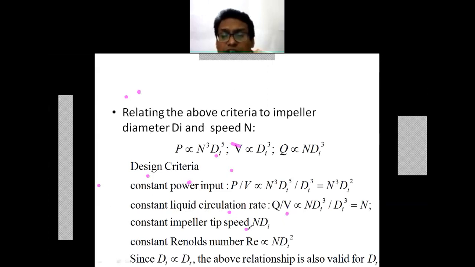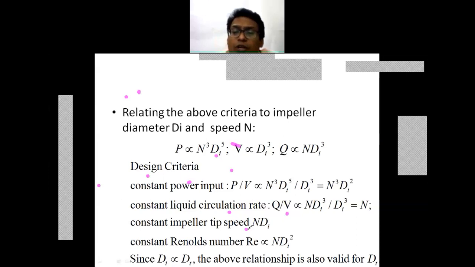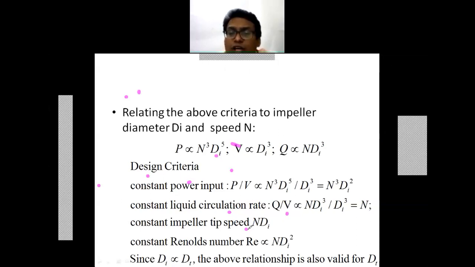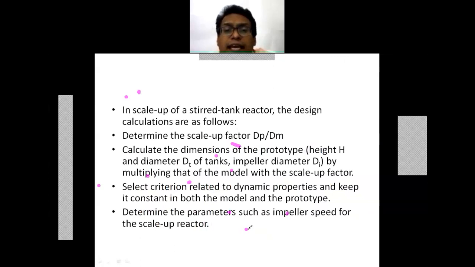Then this constant Reynolds number, which is equal to N into Di square, since Di is directly proportional to Dt, the above relationship is also valid for the Dt. Then for the scale up of a stirred tank reactor, we will now consider the design calculations. Here Dp, the diameter of the prototype, upon the diameter of the impeller. So calculate the dimensions of the prototype, that is the height, tank diameter, and impeller diameter, by multiplying those of the model with a scale up factor.